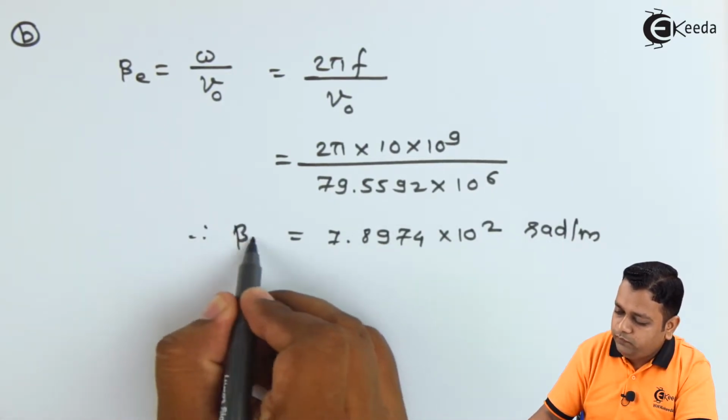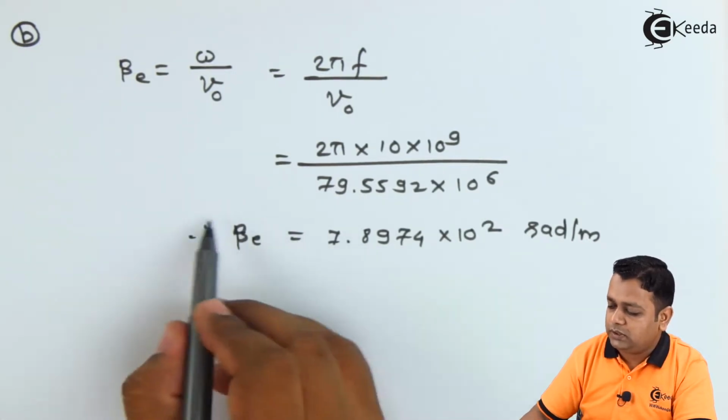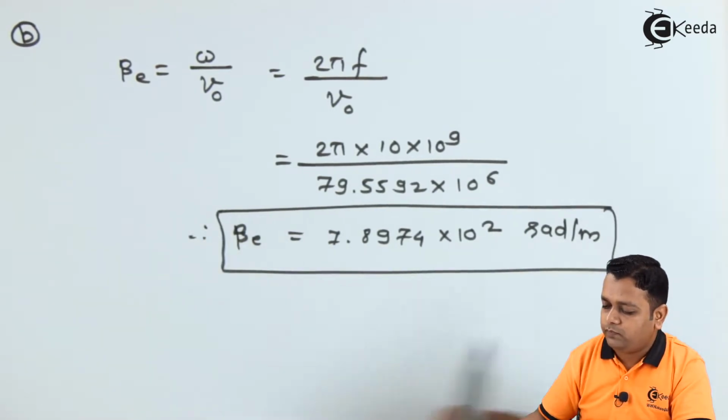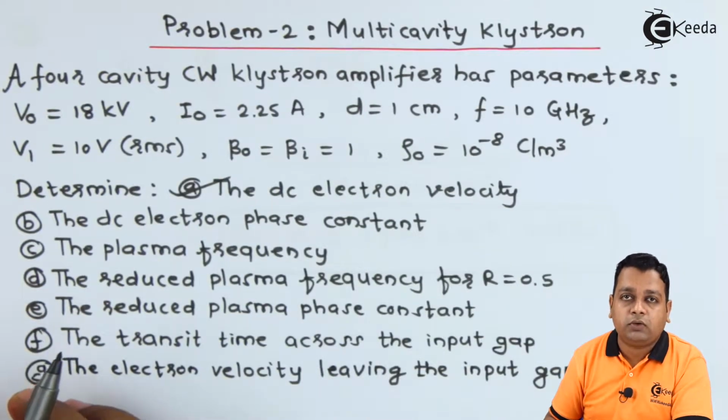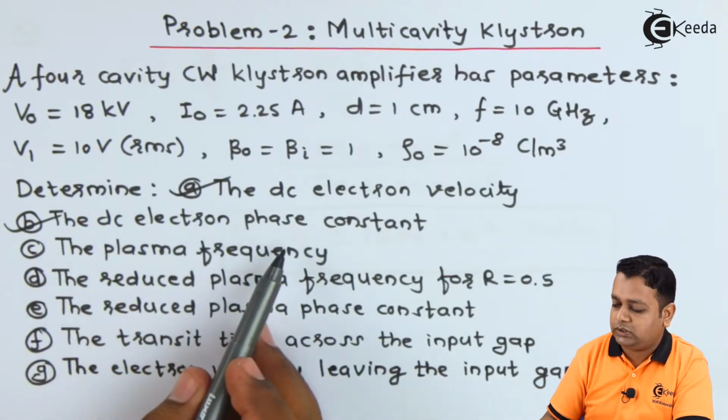So this is the DC electron phase constant, beta sub e. This becomes the answer for part B here. Now after the DC electron velocity, we have covered the determination of the DC electron phase constant.